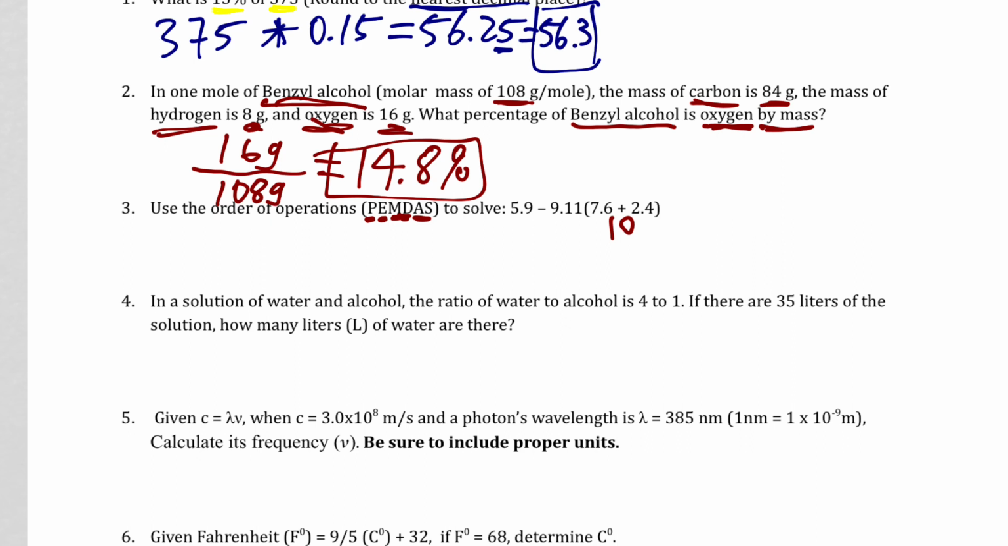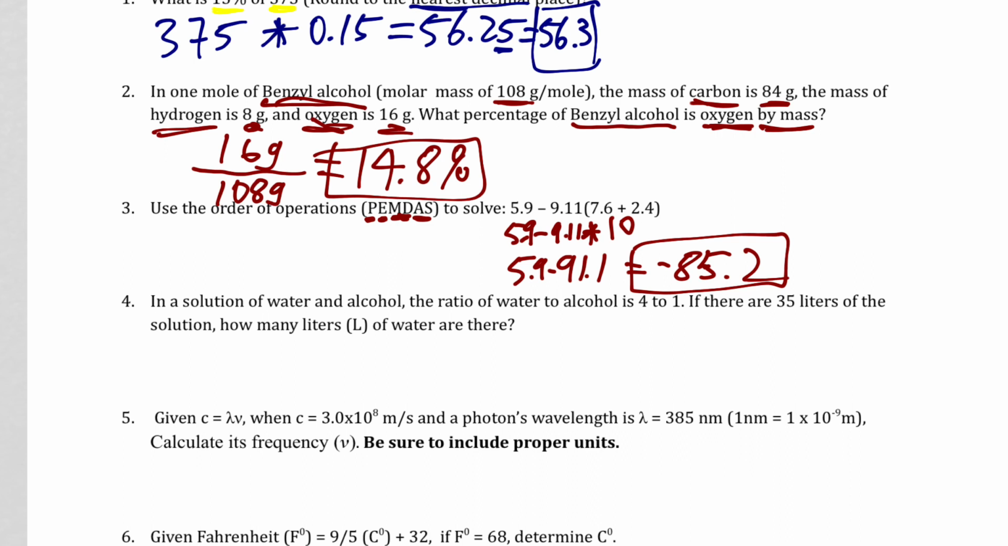The next part is if there's no sign in between these two numbers, then essentially it's a multiplication. So 9.11 times 10, and the 5.9 subtracting it in the front. In this case, it should be essentially 91.1, and 5.9 minus that number is equal to about negative 85.2. And that should be your final answer.